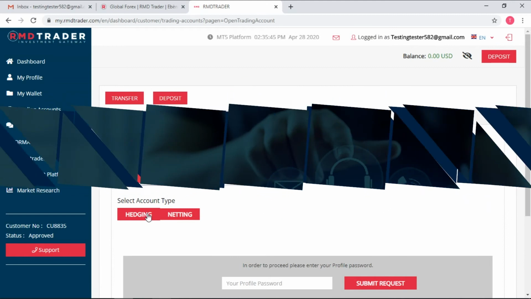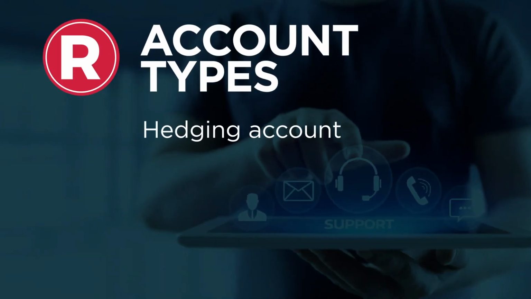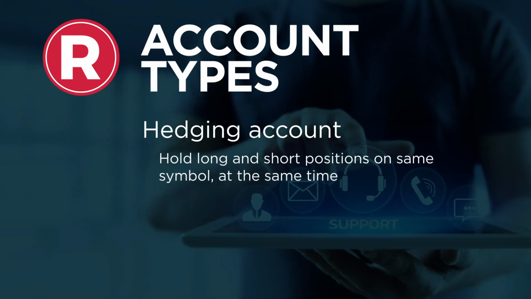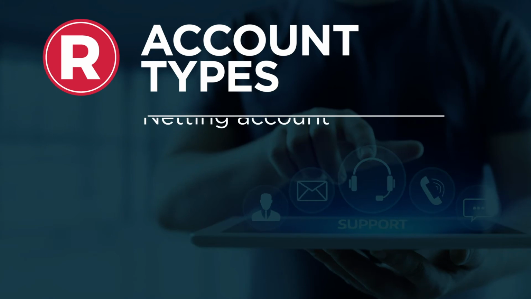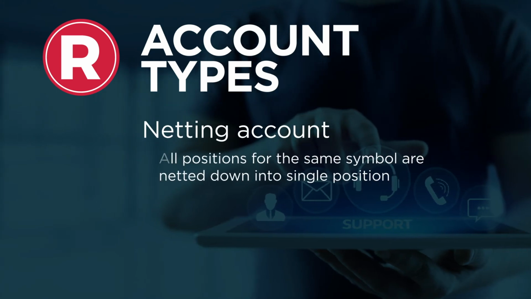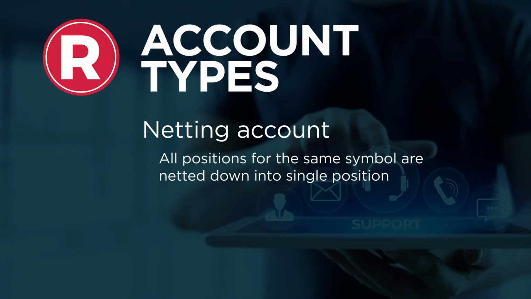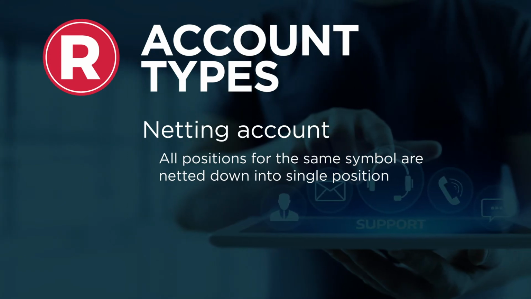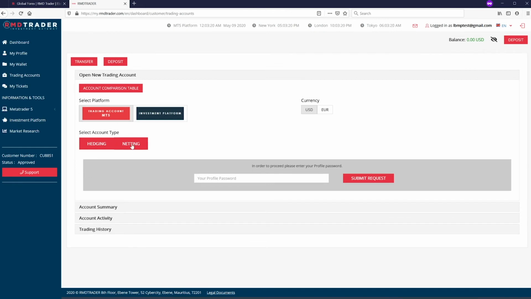Next, you can select which type of account you want to open. A hedging account gives you the opportunity to hold long and short positions on the same symbol at the same time. On a netting account, you cannot hedge positions on the same symbol, so all positions for the same symbol will be netted down into a single position. Let's select the netting account option. Also make sure you have your preferred currency selected.